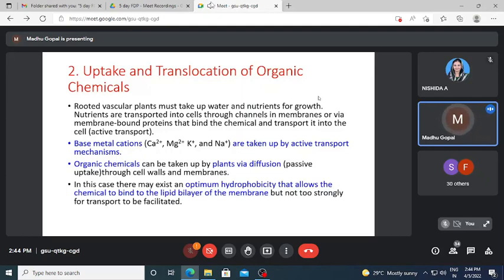optimum hydrophobicity that allows the chemical to bind to the lipid bilayer of the membrane. Hydrophobic substances are water repellent, but they will bind to the lipid bilayer of the membrane. It may not be a very strong link, but still there will be a link.